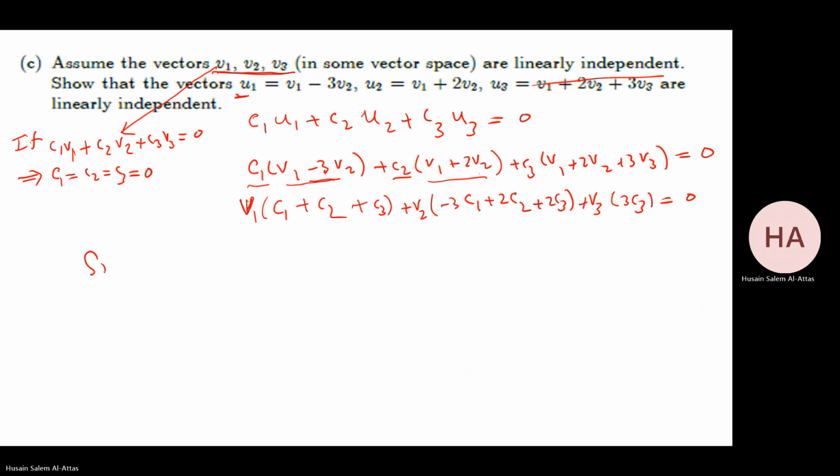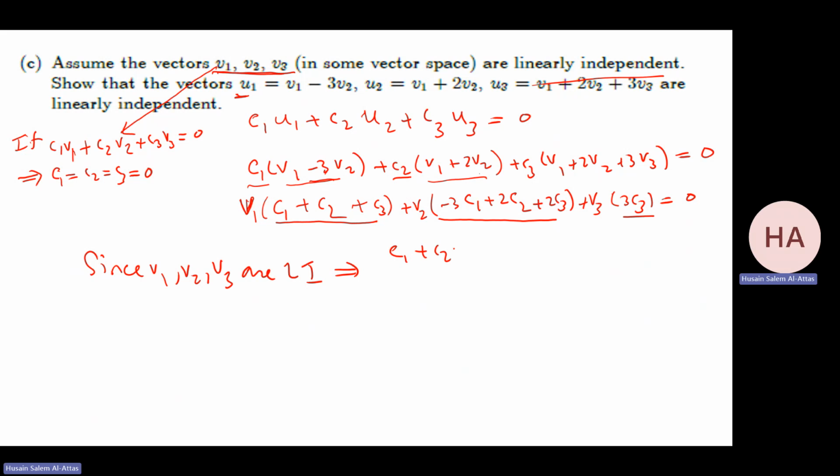Since V1, V2, V3 are linearly independent, that means their coefficients should always be 0. So I have what? C1 plus C2 plus C3 equal to 0, which is the coefficient of V1, minus 3C1 plus 2C2 plus 2C3 equal to 0, and the last one, 3C3 equals 0. Now I need to solve this system. You can solve it different ways. One way, just solve it as an equation. From here, I'm getting C3 equals 0.